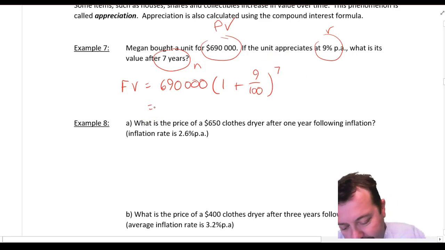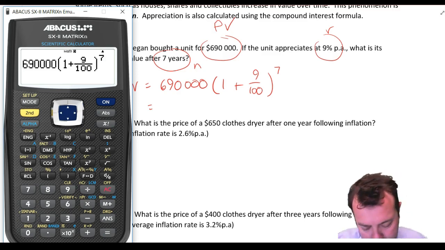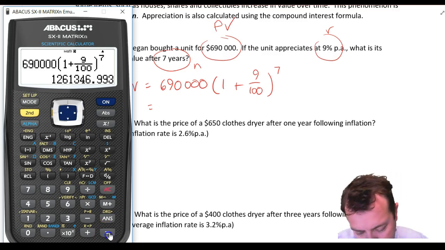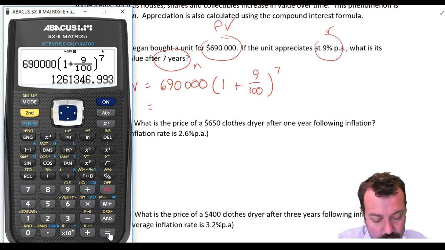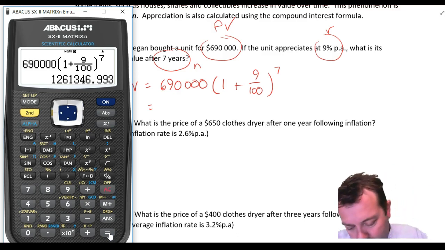And I pull out my calculator. Okay, punch that into the calculator. You can see there on the screen just the same as it's written on my page, and that produces my answer of about $1.26 million. So it was about 700,000, gone up to 1.26 million. Okay, that's a fairly fast rate of appreciation, but these things happen with property from time to time. So let's write that down.